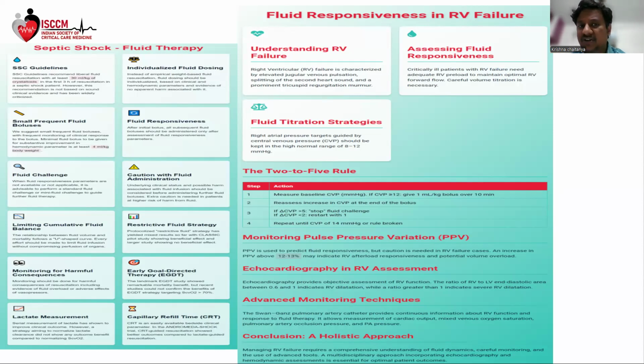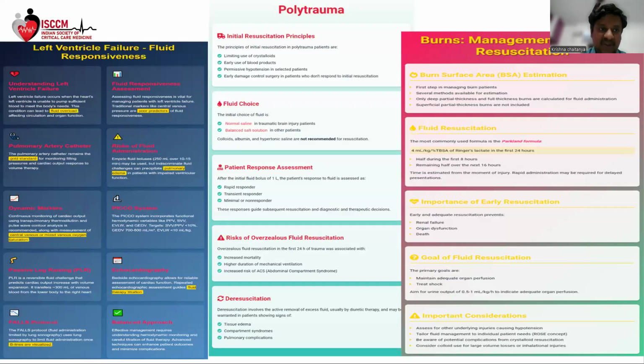Coming to fluid responsiveness in right ventricular failure, there is a need for assessing fluid overload because of right ventricular failure. Pick up on monitoring, 2 to 5 rule, monitoring pulse pressure variations, echo assessment, even advanced hemodynamic monitoring techniques are needed. Coming to left ventricular failure, fluid responsiveness is very important in such cases. Dynamic measures are important. PiCCO, PLR, echo, others should be adopted.